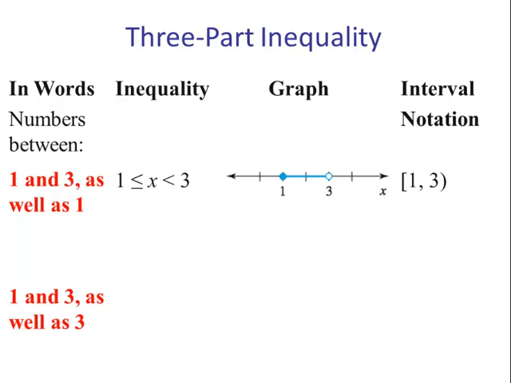If we say between 1 and 3 as well as 3, then of course the inequality changes to include 3. The graph now has an open circle at 1, a closed circle at 3, and in interval notation we have parenthesis 1 comma 3 bracket, telling us that it can equal 3.